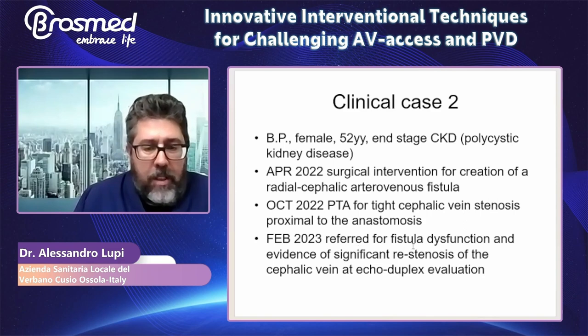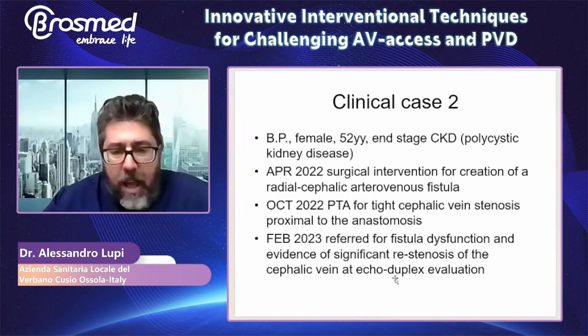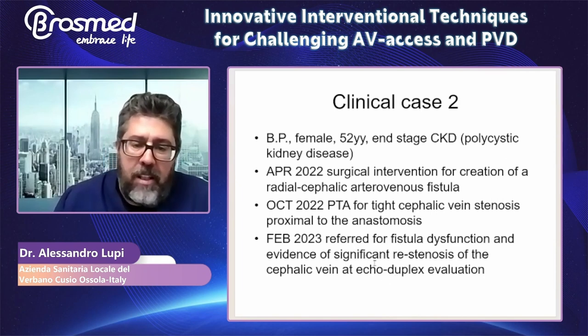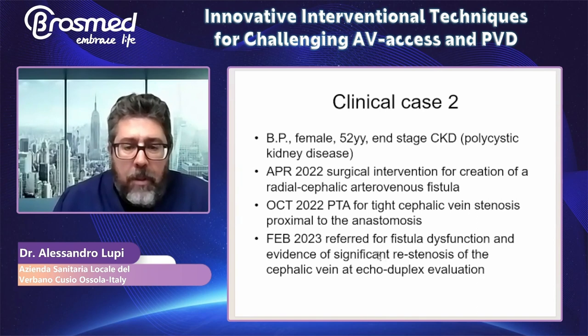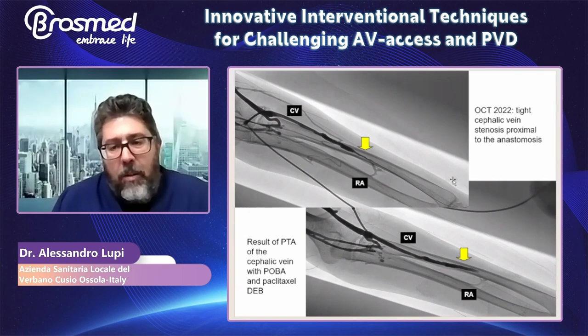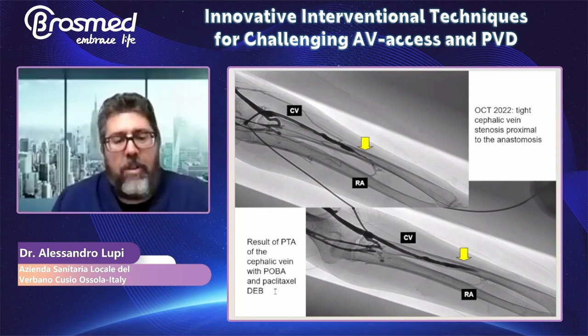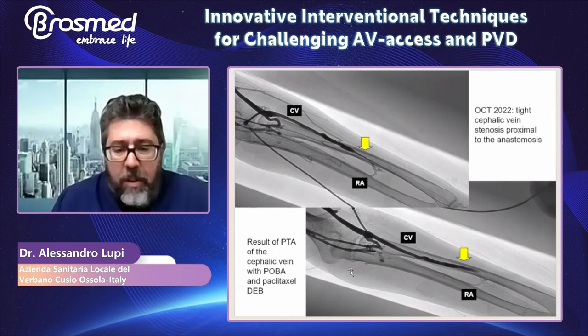Unfortunately, the stenosis relapsed, and the lady was referred to our cath lab for fistula dysfunction and evidence of significant restenosis in the cephalic vein. Can you see here the first treatment of 2022? There was this very tight stenosis near the anastomosis, with a defect of maturation of the fistula. And here is the result of the treatment. You can see that a good caliber was obtained, and this lesion was treated with a paclitaxel drug-eluting balloon to consolidate the result.